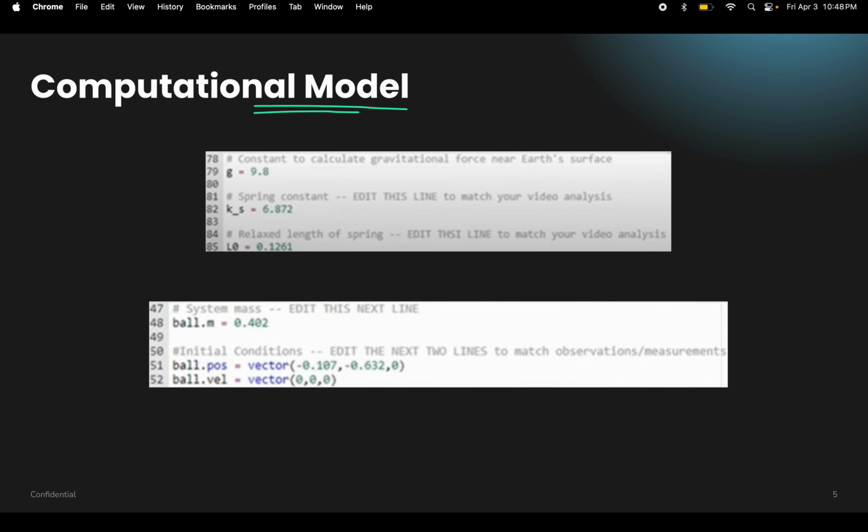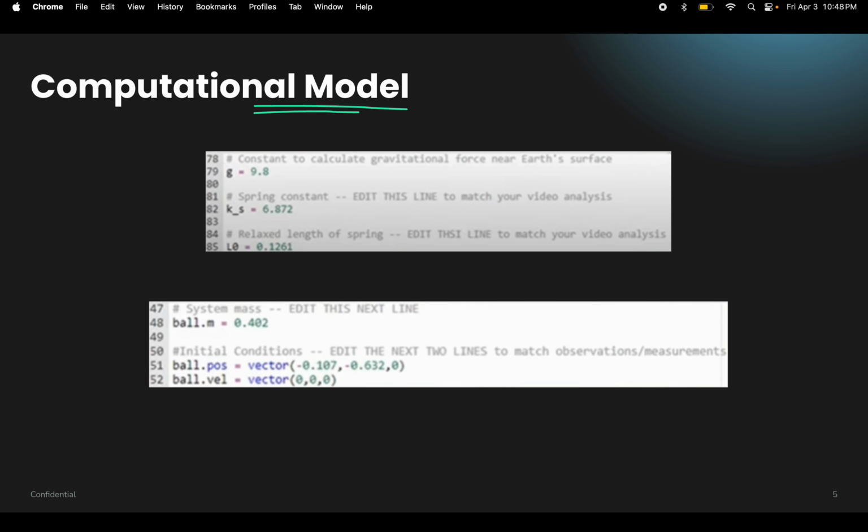After collecting experimental data, we built a computational model using GlowScript. This model simulates the motion of the spring mass system by applying the forces we derived from Newton's second law. At each time step, the program calculates the net force on the mass, updates its velocity, and then updates its position. In addition to motion, the model also tracks energy. Specifically, it calculates kinetic energy, which depends on how fast the mass is moving, and potential energy, which is stored in the spring when it is stretched or compressed.